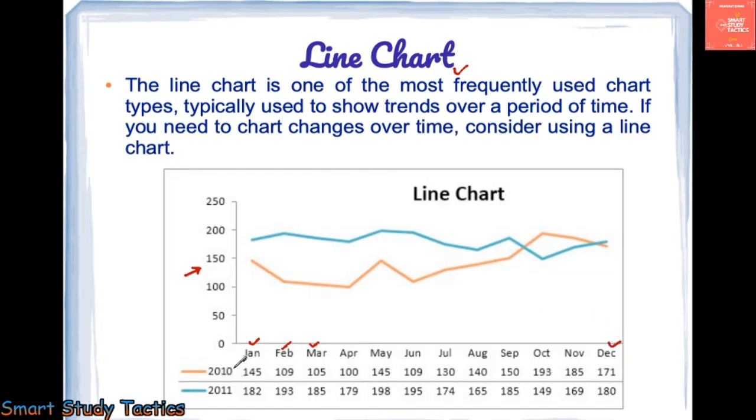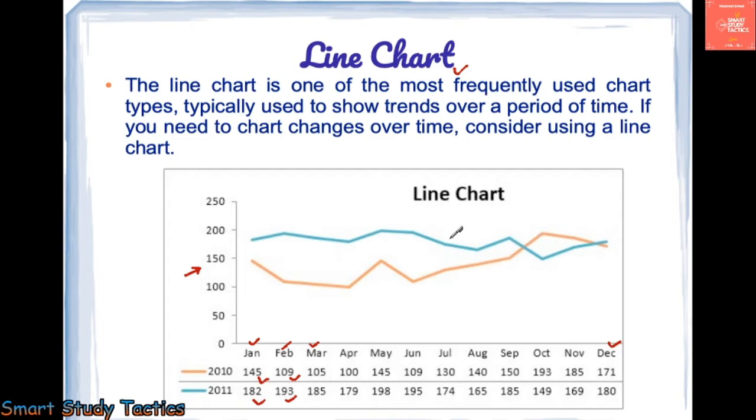And one thing is also there, 2010, 145. These are the categories, and these are the up and down values you are going to get in 2010 and 11. In 2012, in the month of Jan, it is 145. Okay, in 2011, it is 182. Feb month, it is 109, it is 193. So you are comparing the values in the different months.